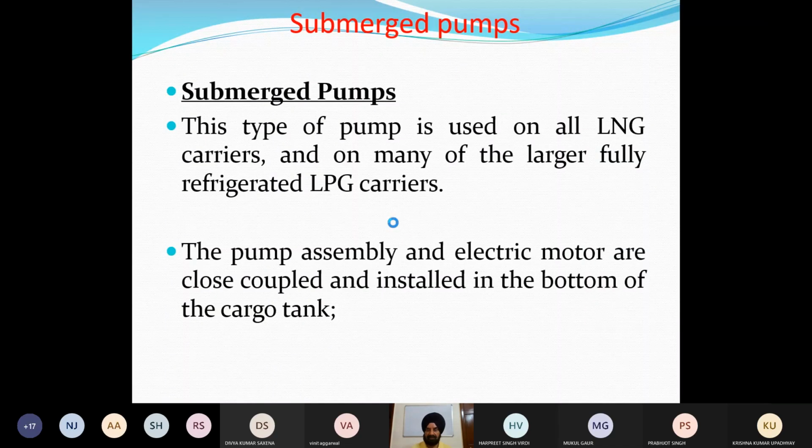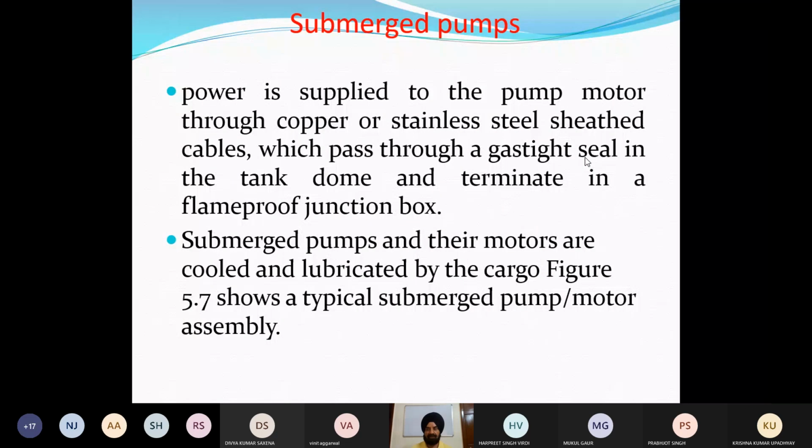So this type of pump is used on LNG carriers and on many of the larger fully refrigerated carriers. The pump assembly, with electric motor close coupled, is installed in the bottom of the cargo tank. Power is supplied to the pump motor through copper or stainless steel sheathed cables which pass through a gas tight seal in the tank dome and terminate in the flameproof junction box. So of course you can see the technology. All these completely sealed and closed pumps are situated inside, and submerged pumps and their motors are cooled and lubricated by cargo. So this is how basically they look.